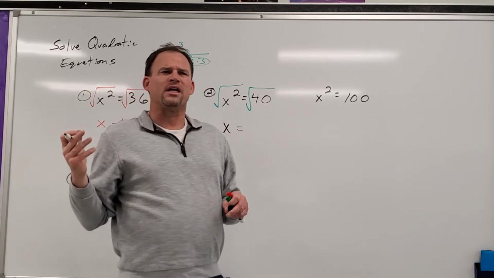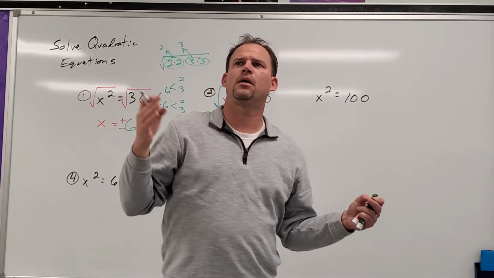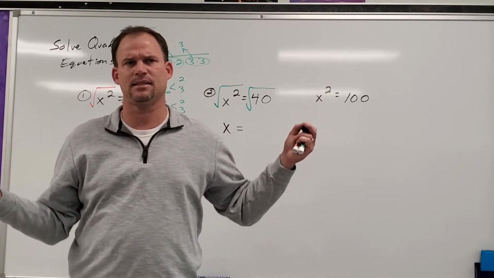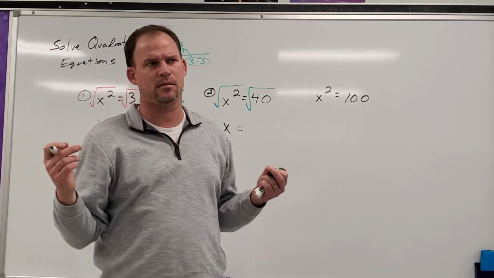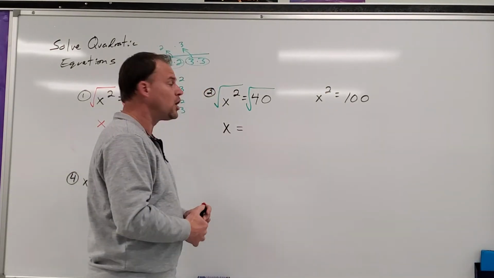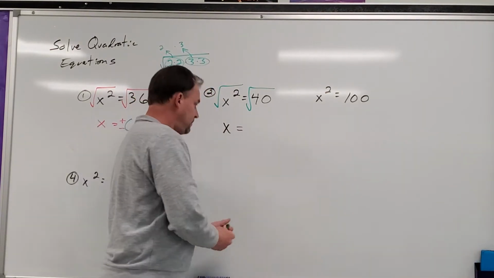Square root of 40. Is 40 a perfect square? Do I have two numbers that are the same number that multiply to be 40? 4 times 10, that's not the same number. 2 times 20, that's not the same number. 8 times 5, no, it's not a perfect square. If it's not a perfect square, you have to do the factor tree.